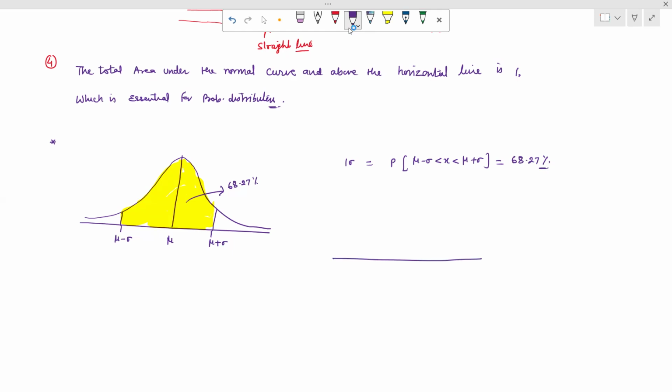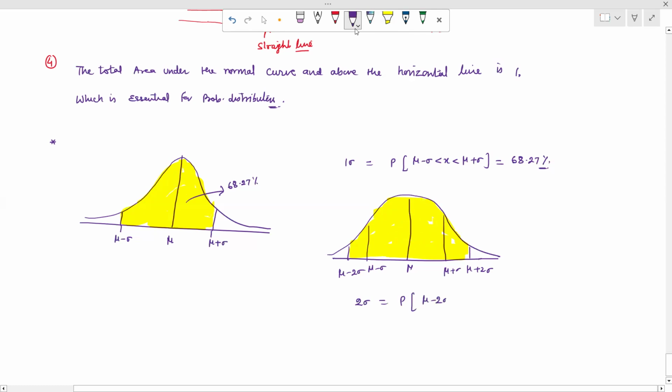Second, we draw the curve. Here we take mu, here mu minus 2 sigma, and here mu plus 2 sigma. So now we talk about the area for 2 sigma. That means the probability from mu minus 2 sigma to mu plus 2 sigma. So we have this interval, which is equivalent to 95.44%.